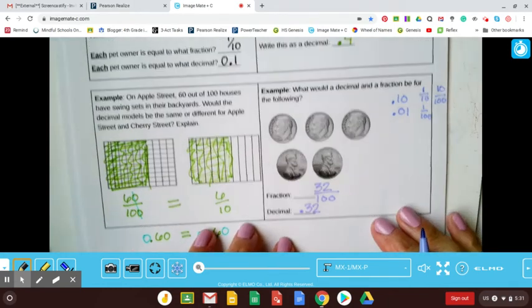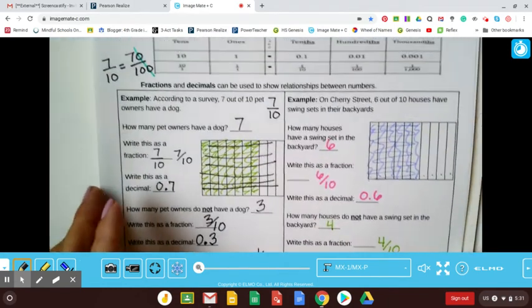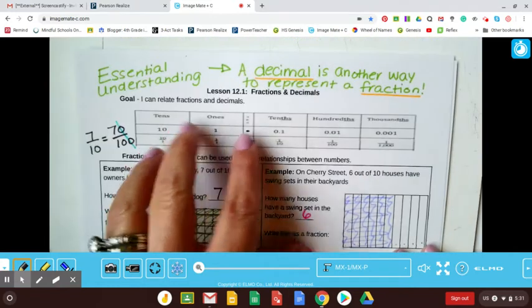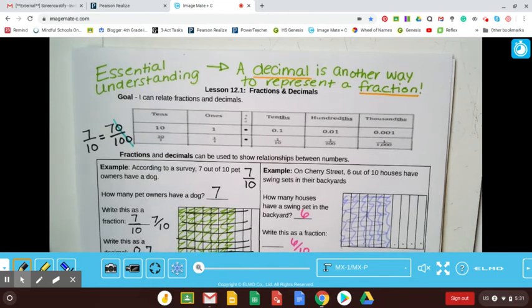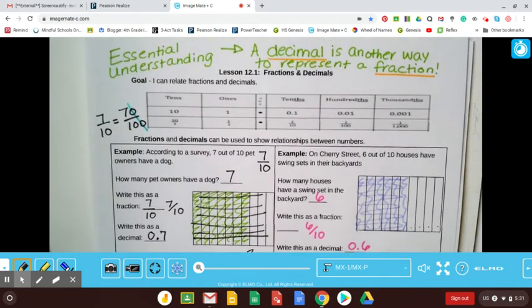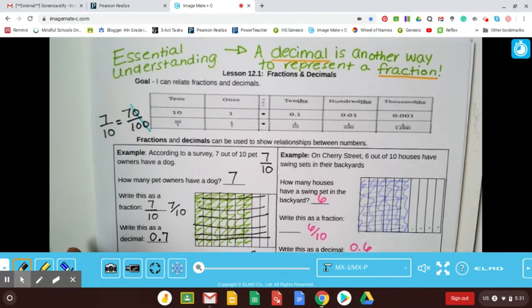All right, guys, I hope that you got the essential understanding out of this lesson. We're just wanting you to understand that a decimal is simply another way to represent a fraction. They go hand in hand. They both talk about parts of a whole, and we're going to be doing a lot of practice work on this, so it will solidify in your head.